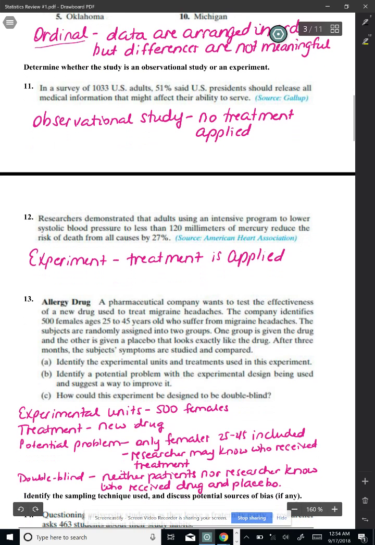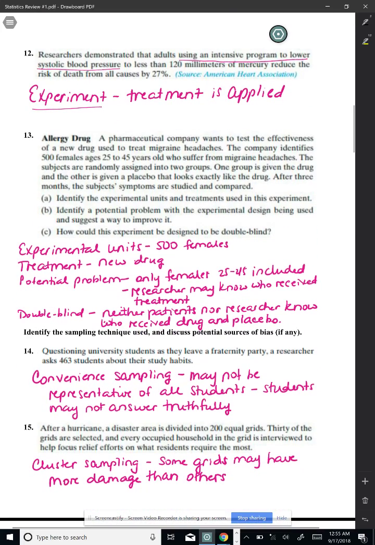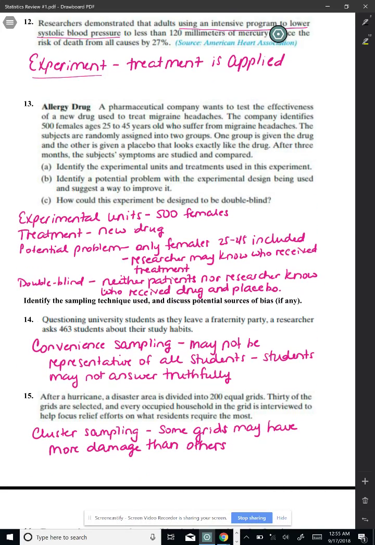On number 12, researchers demonstrated the adults using an intensive program to lower blood pressure to less than 120 millimeters of mercury reduced the risk of death from all causes by 27%. So this is an experiment because they were using an intensive program to lower the blood pressure. So since they were applying a treatment, and the treatment being the program, then this is an experiment.